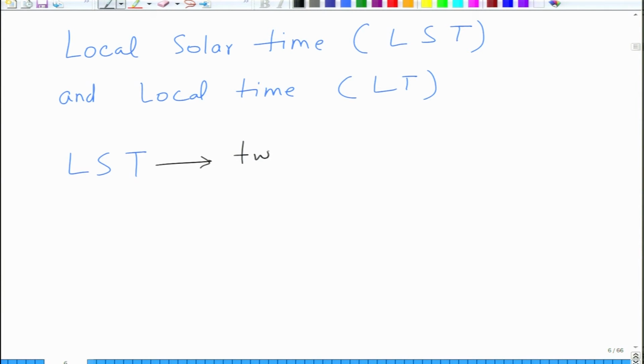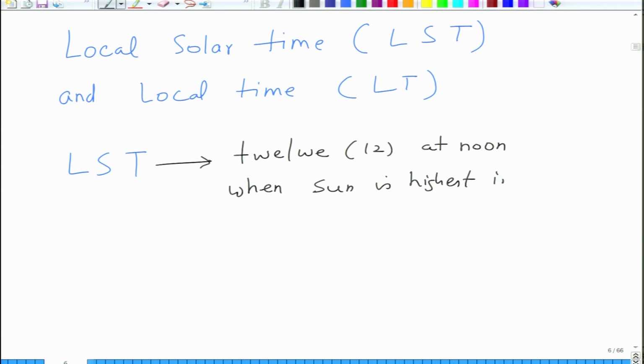basically 12 at noon, when the sun is highest in the sky. So as per the sun's position, that should be 12, but local time is not the same as LST. So LT is not the same as LST.